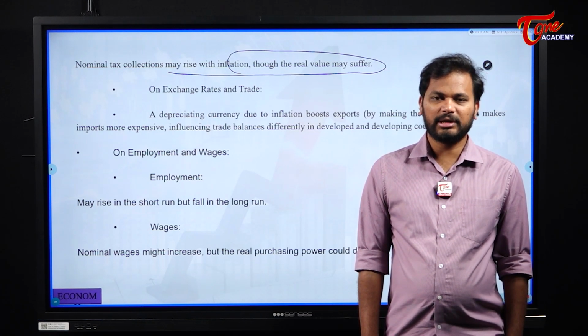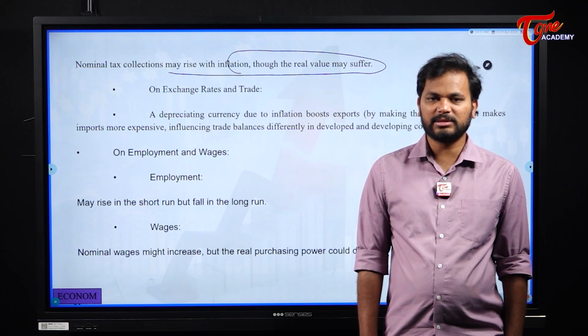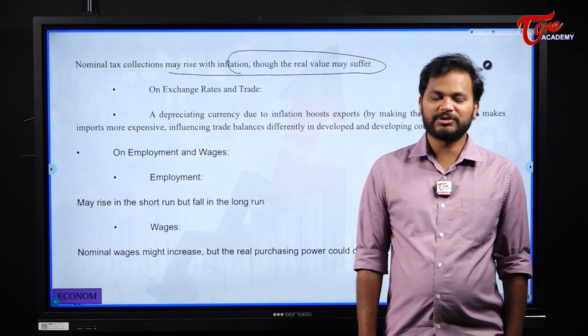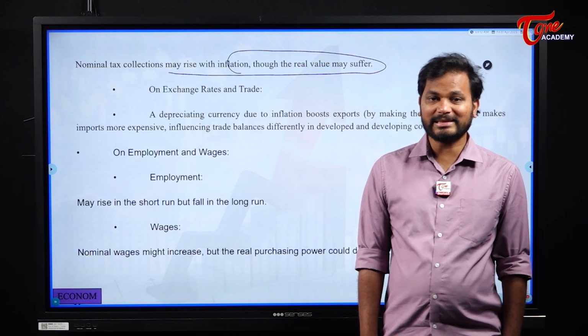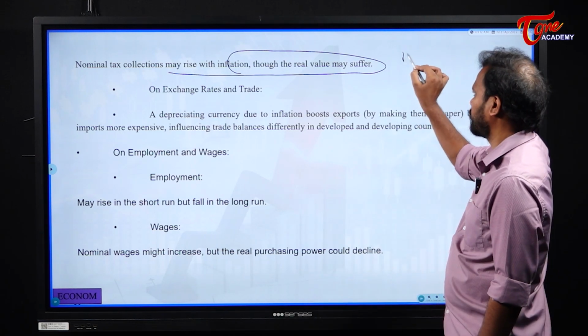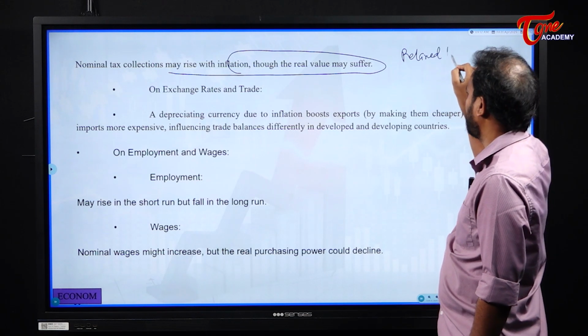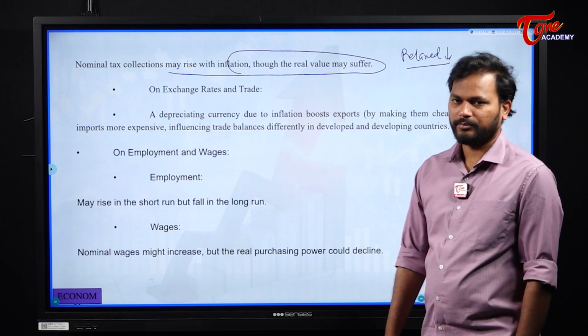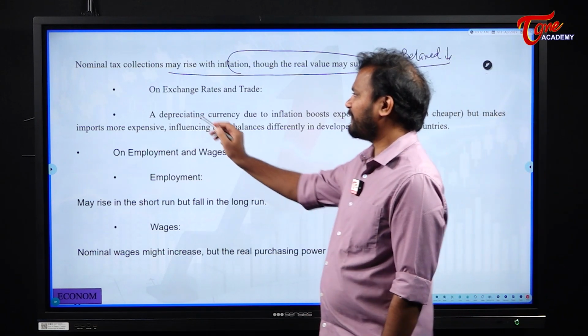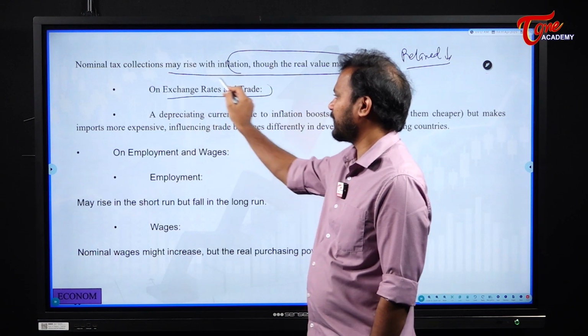According to the inflation, the wage increase doesn't mean that you are given the option of not paying the tax, or that the tax collections are relaxed. No, it is not such a way. Clear? And the effect on the exchange rates and trade.